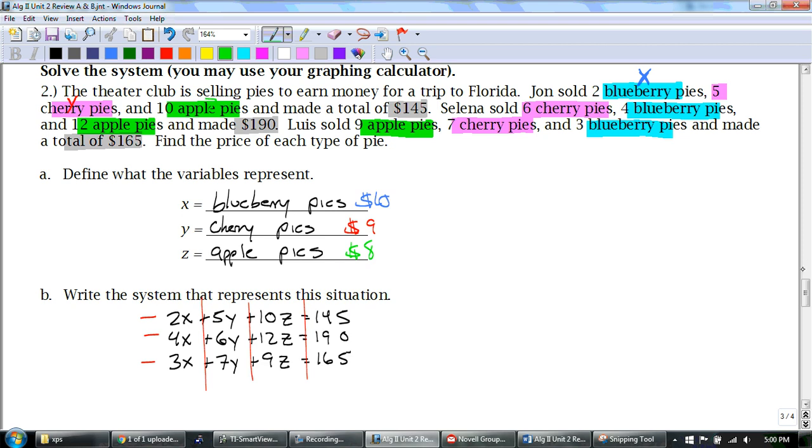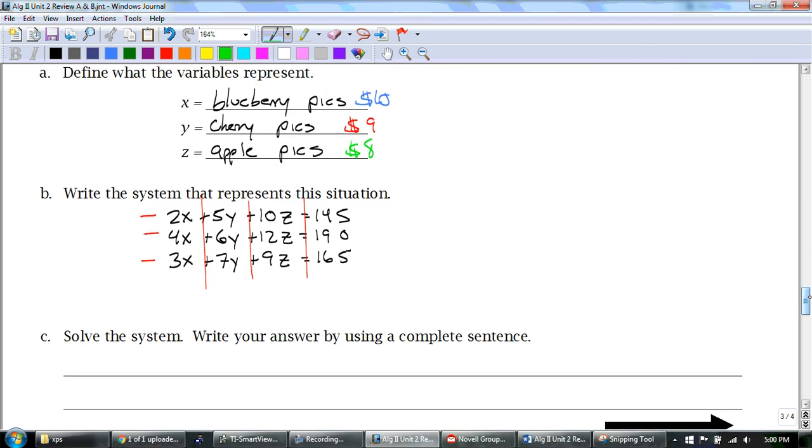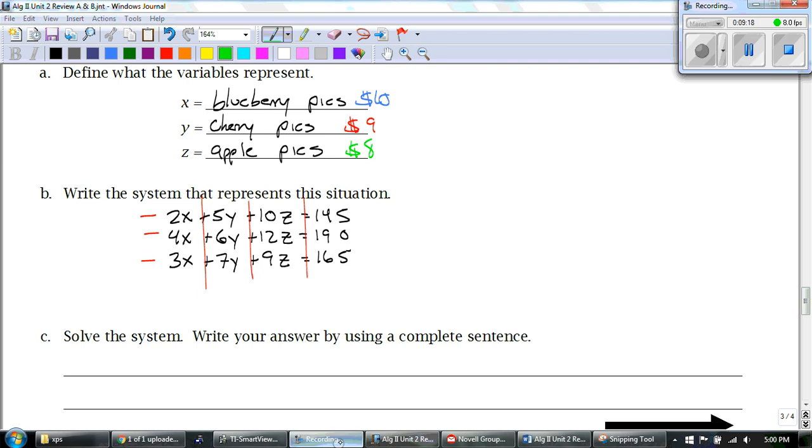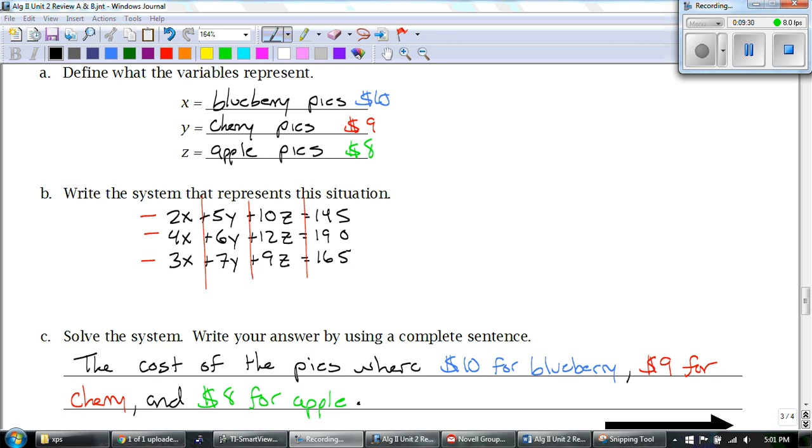Okay, so why don't you pause the video and see if you can write a wonderful sentence about that. Good luck. Okay, so all I did was write the cost of the pies were $10 for blueberry, $9 for cherry, and $8 for apple. Thinking about all this pie is making me hungry.